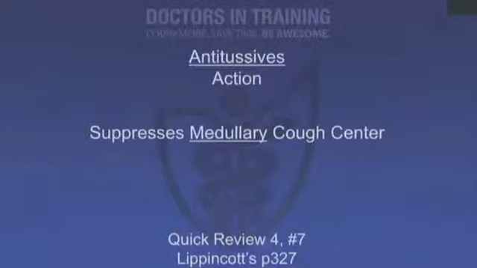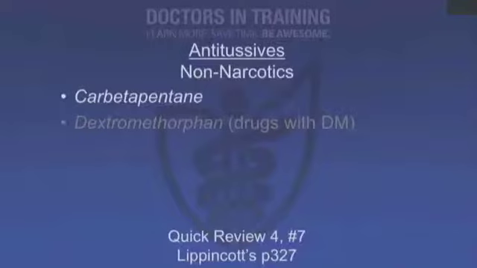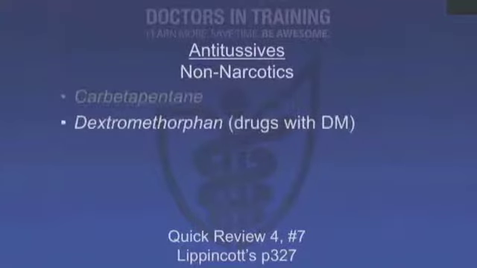Number 7, table of drugs used to treat cough. Your antitussives are either non-narcotics or narcotics. These are all opioid-like drugs. And they are going to suppress the medullary cough center. So they're going to suppress the cough reflex in the medulla. And so there's carbetapentane. There's dextromethorphan, which is drugs that have DM at the end of them. So these are over-the-counter drugs.